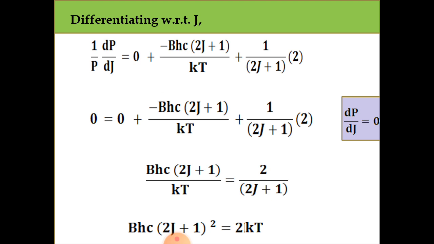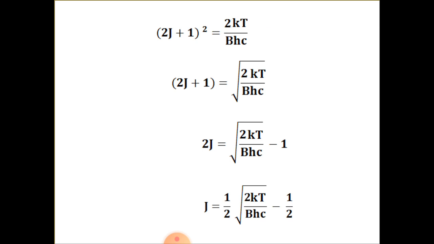Here we are going to substitute dP by dJ equal to 0. So 0 is equal to minus Bhc into 2J plus 1 by kT plus 2 divided by 2J plus 1. Then we rewrite this equation, and it now becomes Bhc into 2J plus 1 the whole square is equal to 2kT. Our aim is to find 2J. So 2J plus 1 the whole square is equal to 2kT by Bhc. Taking the square root on both sides, 2J plus 1 is equal to root of 2kT by Bhc.